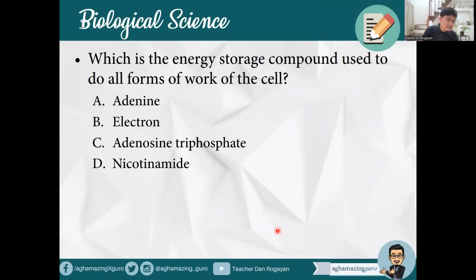Okay, which is the energy storage compound used to do all forms of work of the cell? Adenosine triphosphate, or nicotinamide... Okay, the answer. Okay, that is correct. So that is adenosine triphosphate or ATP. Ayan.